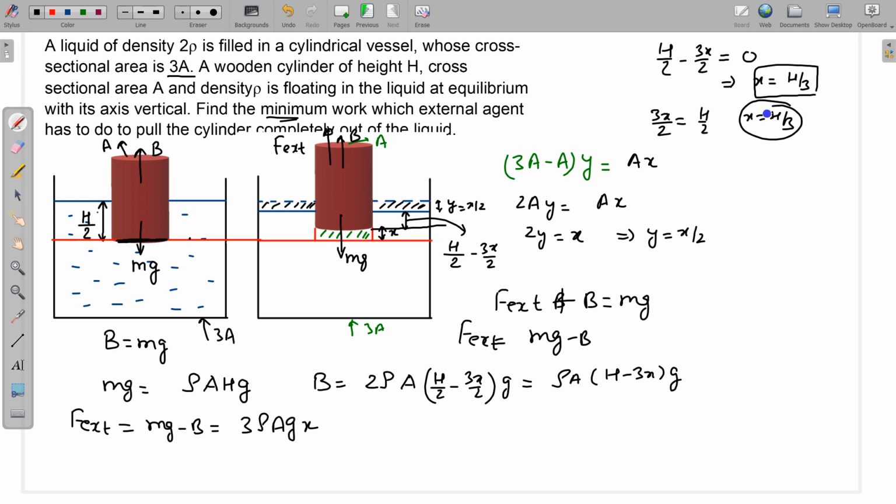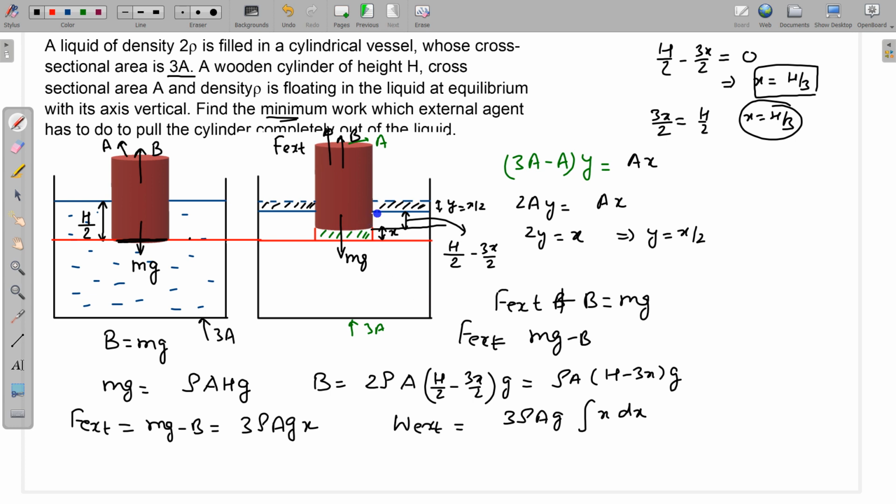So anyway, we can find the value of x. The limit of x will be from 0 to h by 3. So let us find the work done by this external force. This force, 3 rho a g, will be outside, and x into dx.